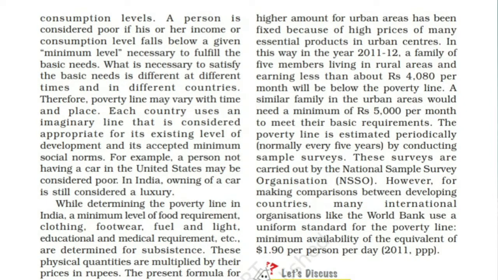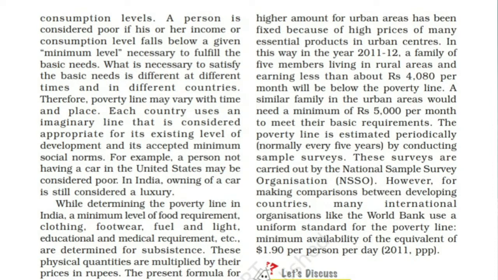So while determining the poverty line in India, a minimum level of food requirements, clothing, footwear, fuel and light, and educational and medical requirements, etc., are determined for subsistence. So underline this point. When we determine the poverty line in India, what are the things we consider? A minimum level of food requirement, clothing, footwear, fuel and light, educational and medical requirements.